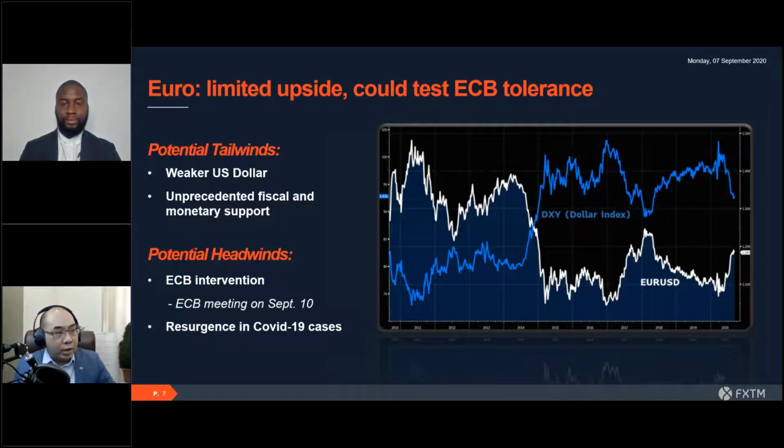And then of course we have seen a lot of support measures being rolled out into the EU economy already, right? Now some potential headwinds would be the ECB, that's the European Central Bank. They could intervene in the euro, because over the last couple of weeks you have heard euro officials and economists already say, look, this euro strength has gone on for a bit too much. They are starting to watch this very closely.